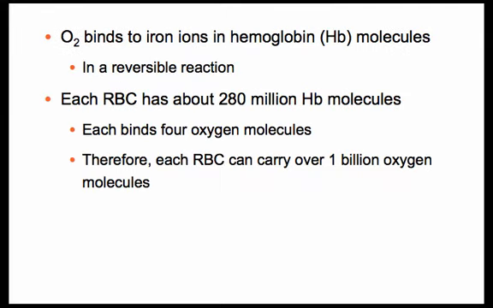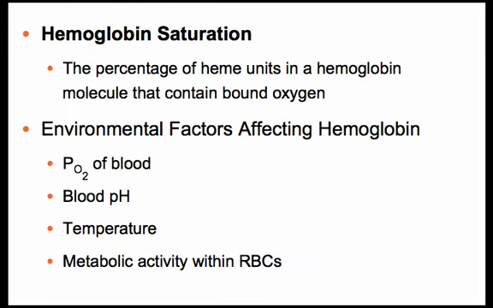The binding is reversible. Each red blood cell has about 280 million hemoglobin molecules, and each hemoglobin molecule binds to 4 oxygen molecules. Therefore, each red blood cell can carry over 1 billion oxygen molecules. The percentage of heme units in a hemoglobin molecule that contain bound oxygen is called hemoglobin saturation.